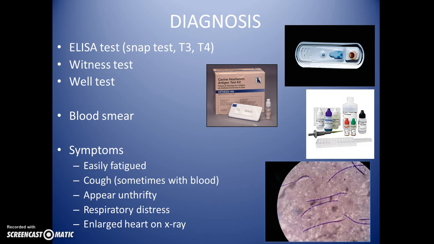Diagnosing heartworm, we have ELISA tests, which are SNAP tests, Witness tests, well tests. We can take blood from the animal and make a blood smear, which you will learn how to do later on in the semester. A blood smear will reveal the microfilaria in the blood, so we can actually see larvae roaming around here in between red blood cells. Symptoms of an animal that may have heartworm: they're easily fatigued. They cough, maybe sometimes with blood. They appear unthrifty, with respiratory distress, and an enlarged heart on an X-ray film.